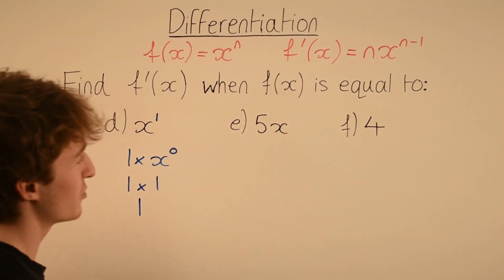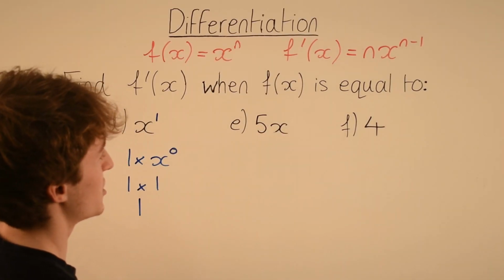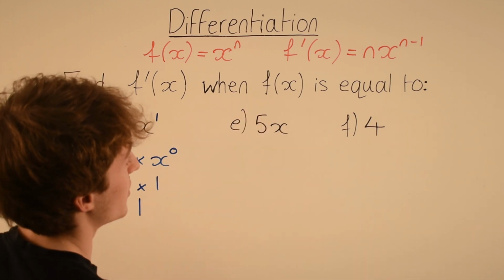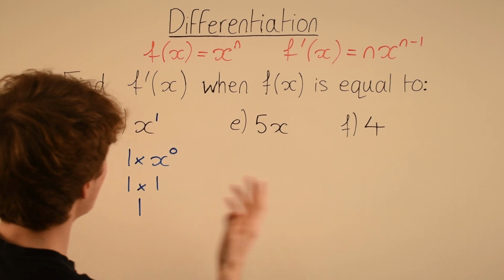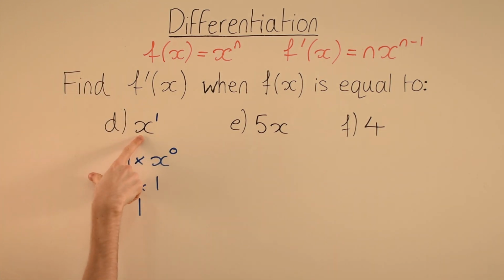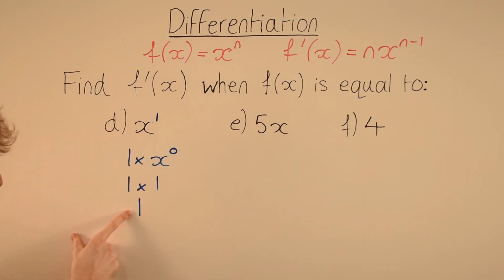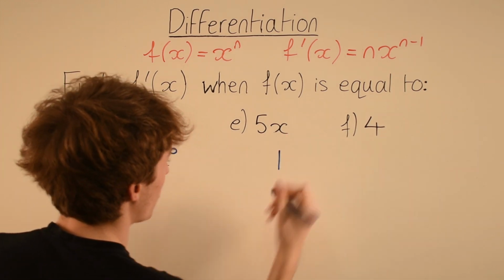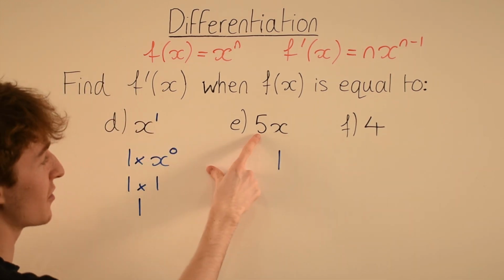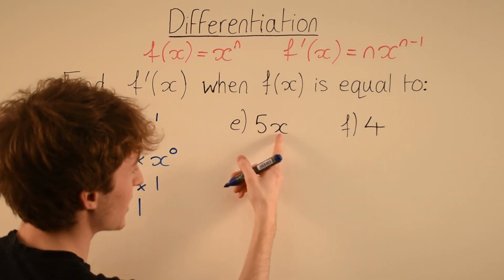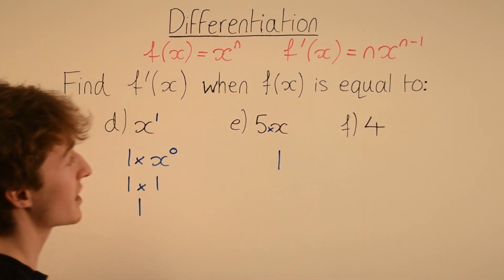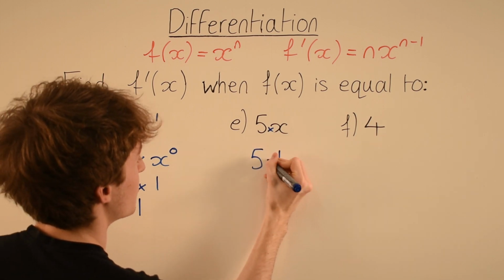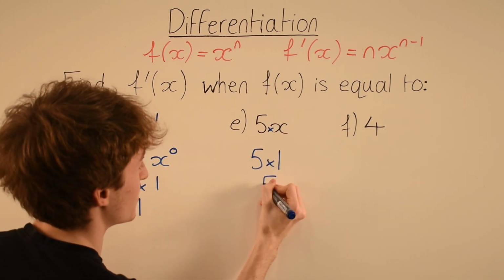In the next example, we've been given 5x to differentiate. To start with, we're just going to pretend that the 5 is not there and that we've just got x. x is exactly what we differentiated in the previous example, and we know that that gives us 1. Now we just need to take into account the 5. 5x really means 5 multiplied by x, which means we're just going to multiply this 1 by 5, which gives us the final answer of 5.